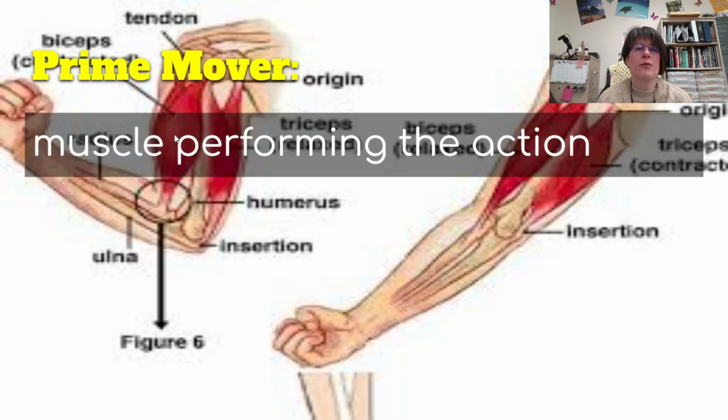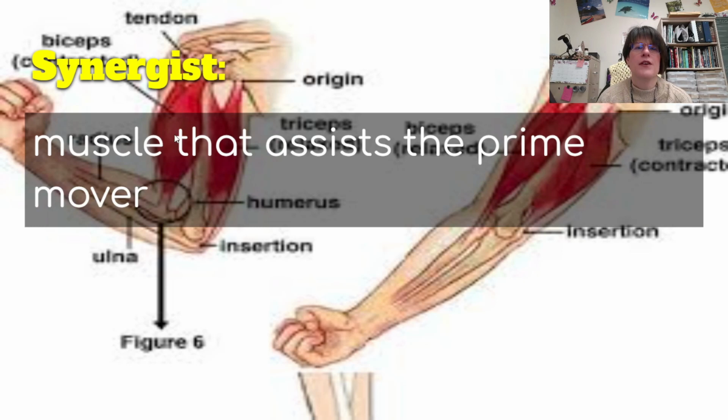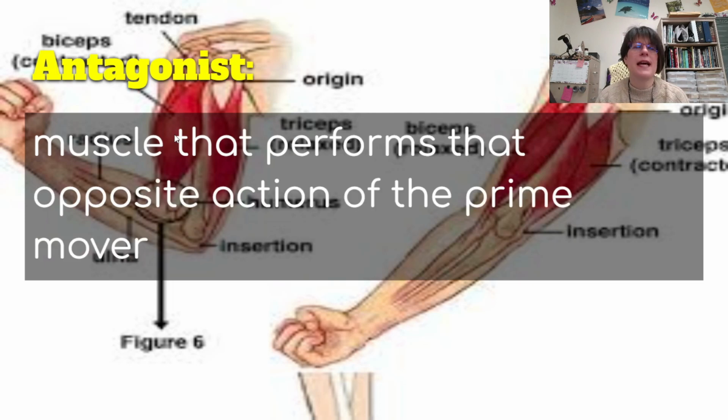Now we have muscles called prime movers. These are muscles performing the action. So in this case, it's the bicep. It's the muscle that bends your arm. There are also synergist muscles that assist the prime mover. You have muscles, your pectoral muscles and everything, in your shoulders and in your chest that actually assist that bicep in also moving your arm. Those are called synergist. Then you have the antagonist. This is the muscle that performs the opposite action of the prime mover. So the antagonist would be the triceps.